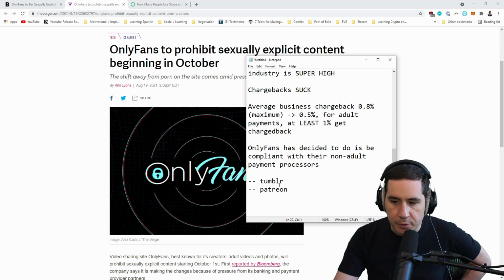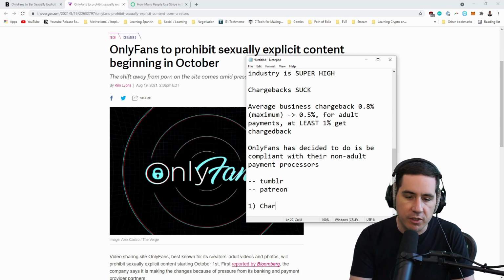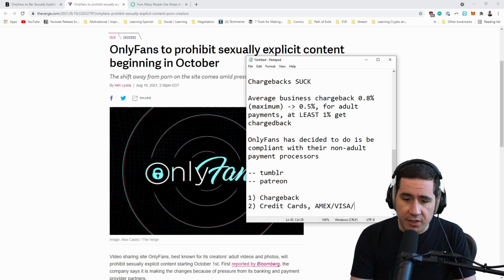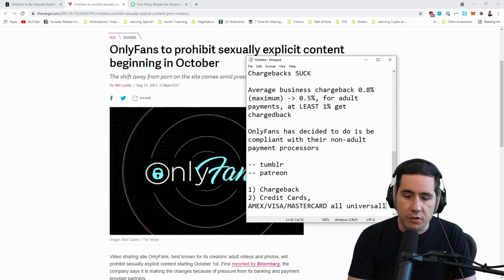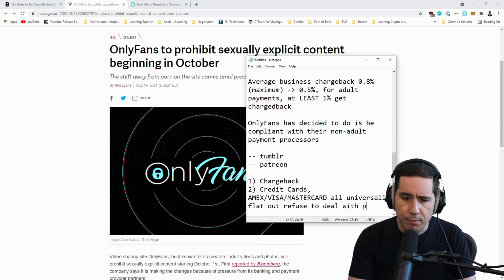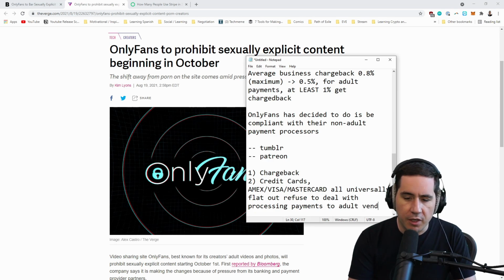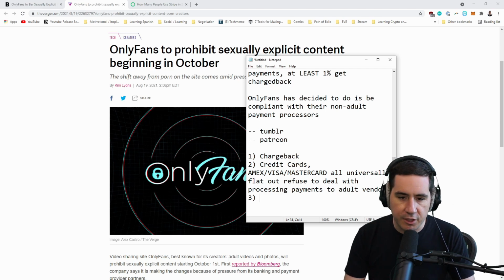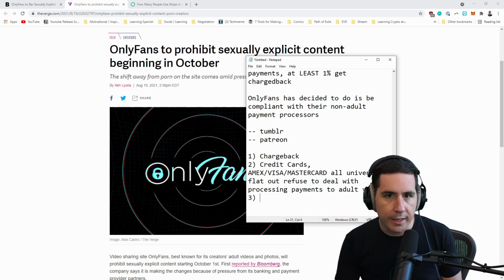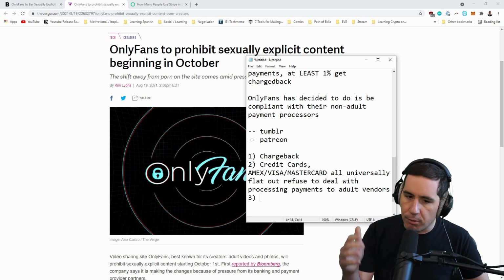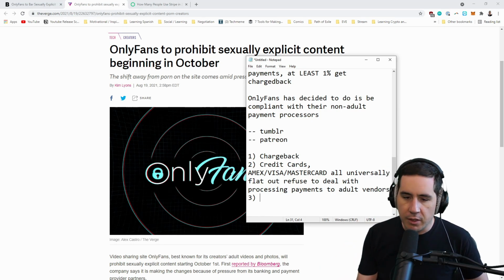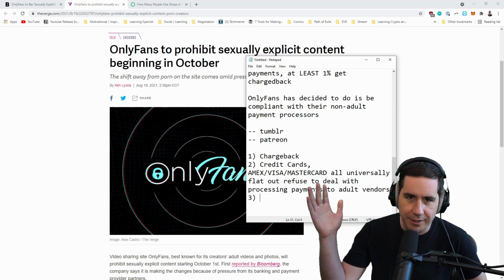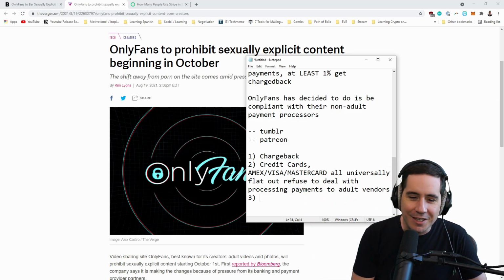But it's more than that too. Chargeback rates are just reason number one. Let me give you another reason: credit cards. So Amex, Visa, and MasterCard all universally, flat out, refuse to deal with processing payments to adult vendors. Full stop. Now, they do it because they don't know that those are adult vendors at the time. But if you get big enough, these credit card companies just notice you. It's a big problem. OnlyFans is big enough now that this is a big problem. So you have to find another way to process things other than these credit cards. And that's 99% of the whole payment processing system, right? So that's a huge problem.